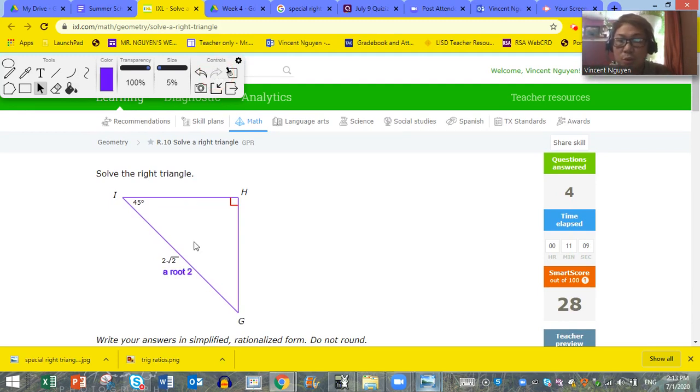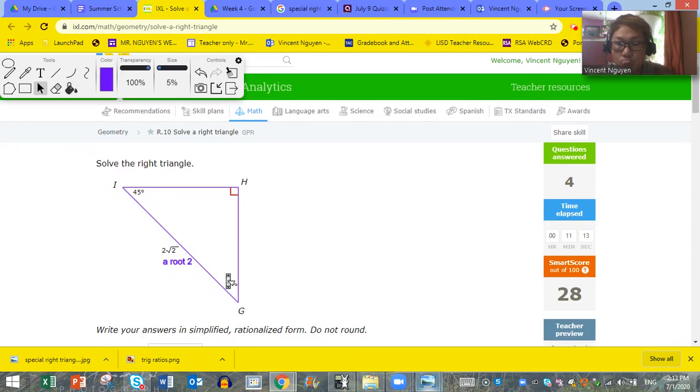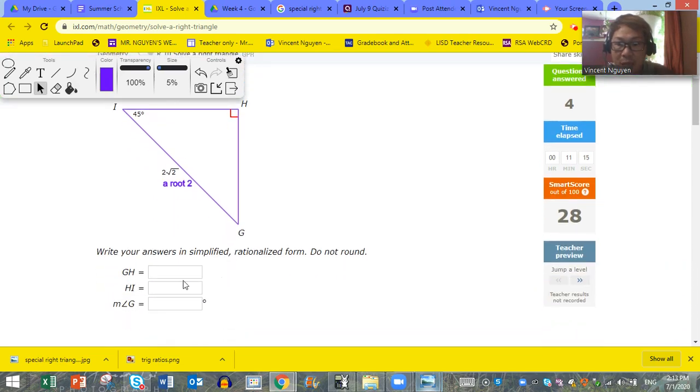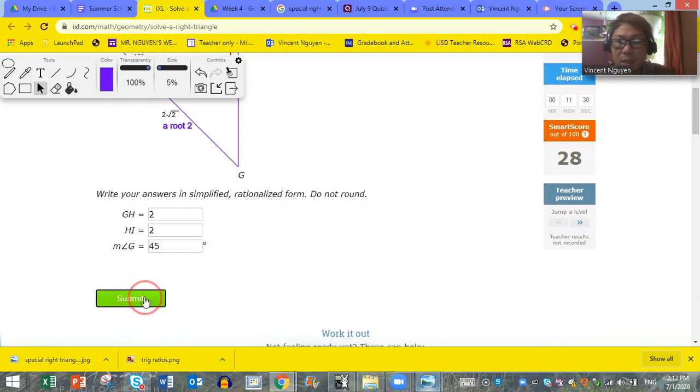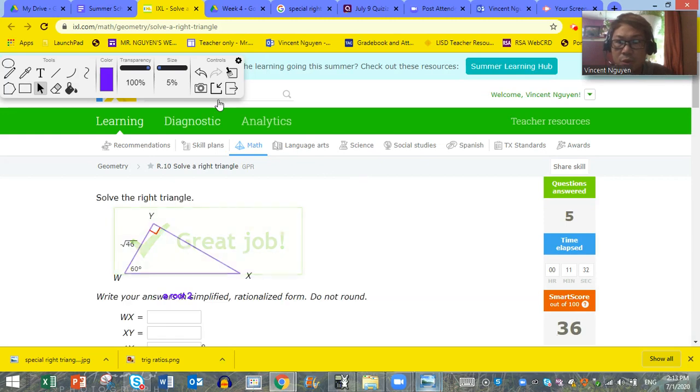A root 2. The root 2 matches again. So the sides have to be 2, right? The root 2 cancels. So A is 2. The angle is 45 because it's a special right triangle, 45-45. And then this is 2 and 2. All right. These problems are repeating themselves, so I might have to skip and jump levels a little bit just to make the video short.